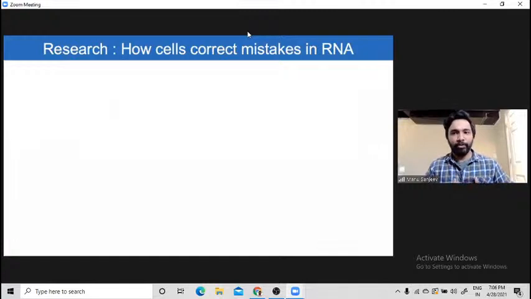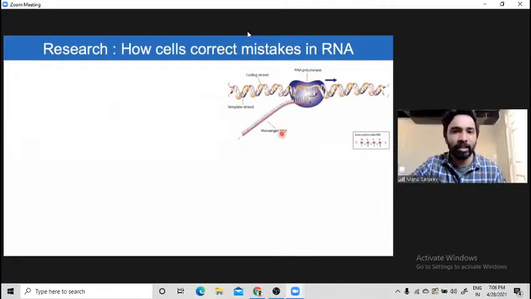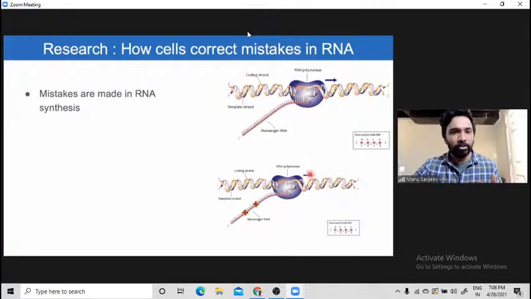Like I said before, transcription is the process of making RNA from DNA. You can see a schematic representation of this here. A protein called RNA polymerase makes RNA from DNA. Just like when we write something or when we copy something from a reference book, sometimes mistakes are made in RNA synthesis. So this is what I'm trying to show here in the bottom schematic. You can see a couple of mistakes on this RNA strand that is made now.